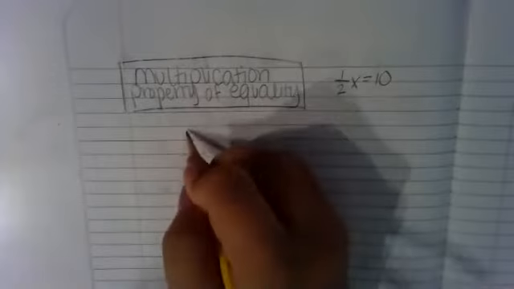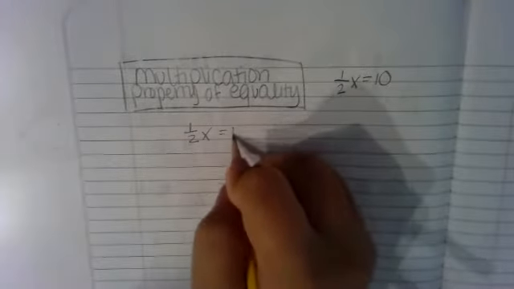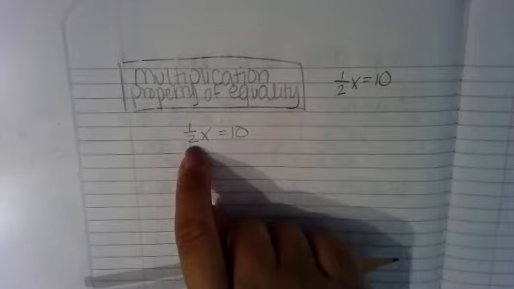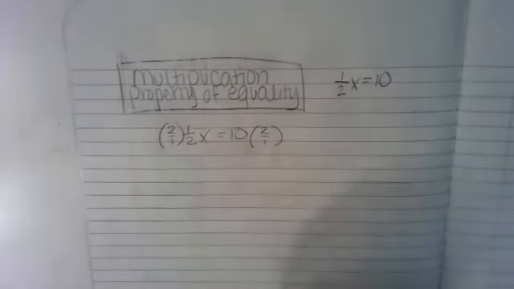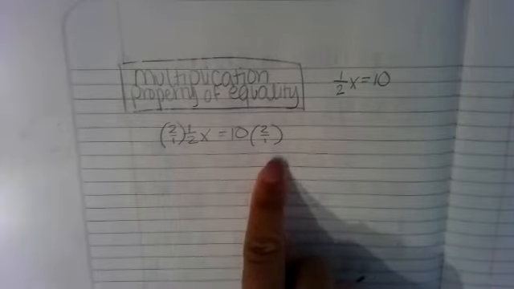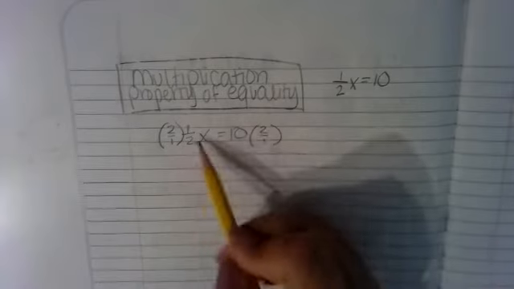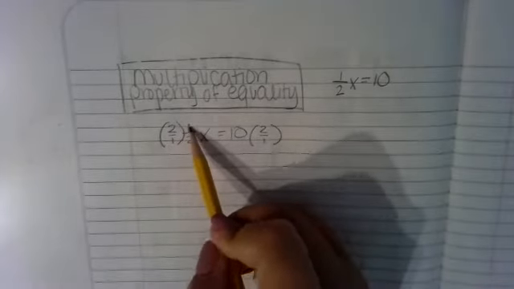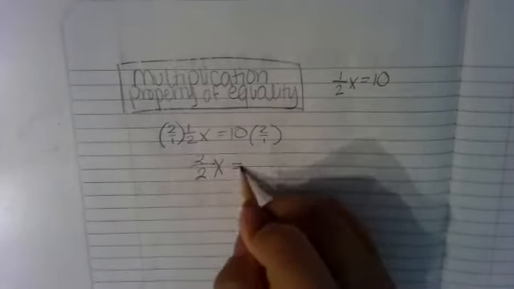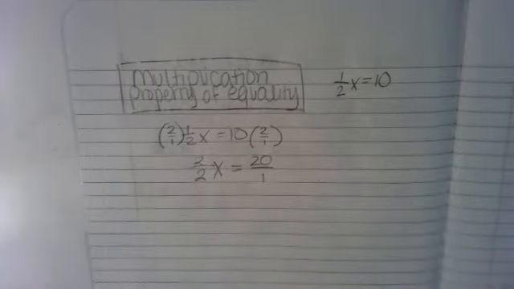So if I have a half x equals 10, I'm going to use the multiplication property of equality because I'm going to multiply this by the inverse. So I'm going to multiply this by 2 over 1, and I'm going to multiply this side by 2 over 1. So I'm using multiplication here in order to isolate x. Now when I do that, I get 2 times 1, which is 2, and 2 times 1, which is 2. X is equal to, this is 20 over 1.